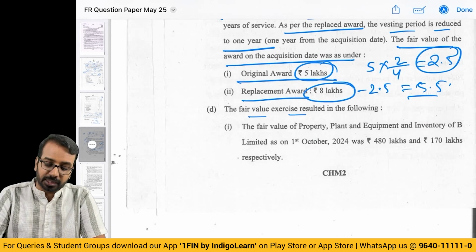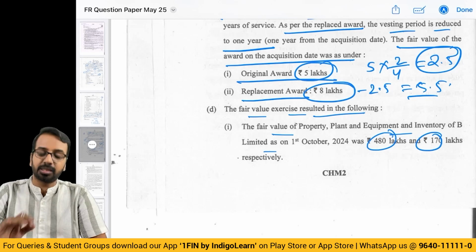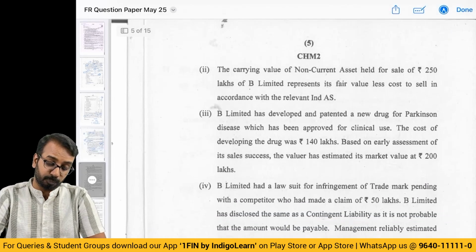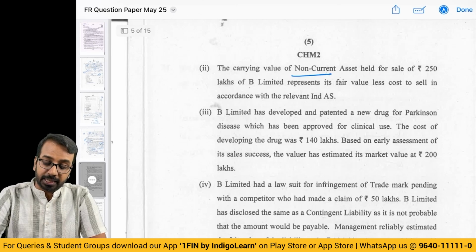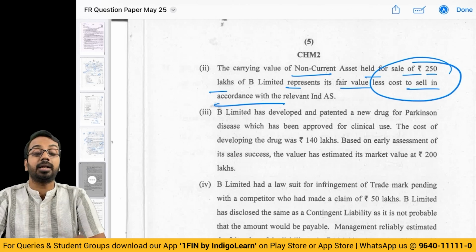The fair value exercise resulted in the following. Fair value of PPE and inventory was 480 and 170. You will adjust the assets and the difference will also result in deferred taxation. The carrying value of non-current asset held for sale of 250 lakhs represents fair value less cost to sell. So we'll measure this at fair value less cost to sell and not at fair value.